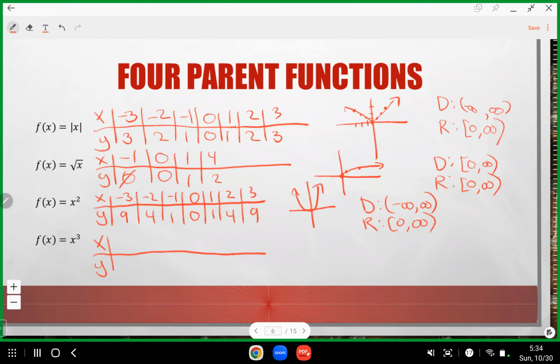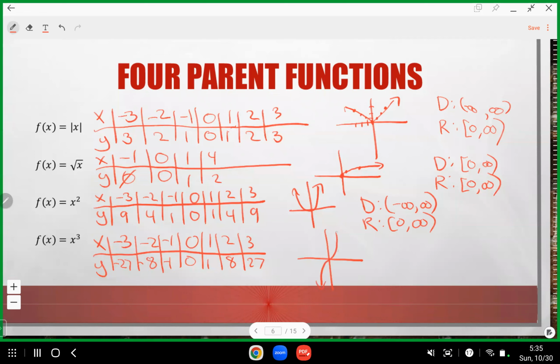If x is equal to -3, what is y? It's going to be -27. What about -2? -8. What about -1? -1. Good. And 0? 0. 1? 1. 2? 8. 3? 27. Good. So the graph is going to be looking something like this, right?